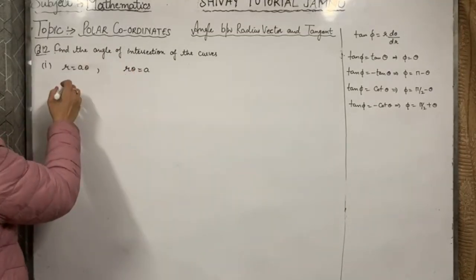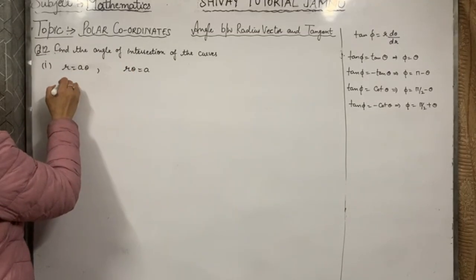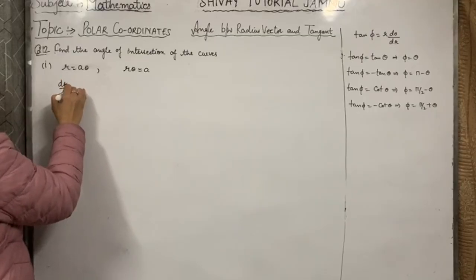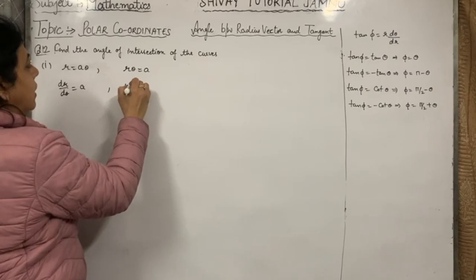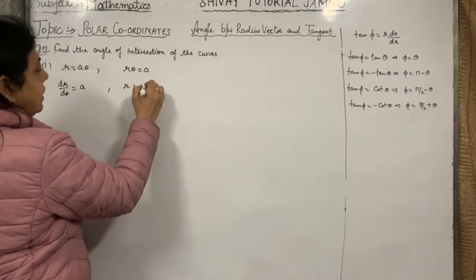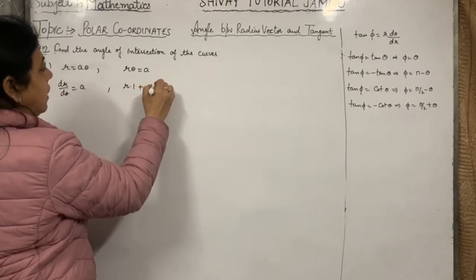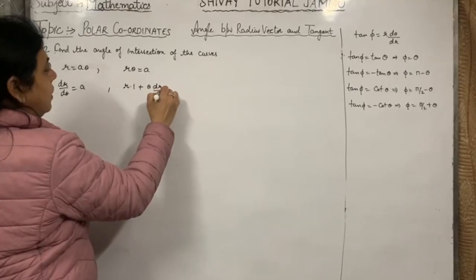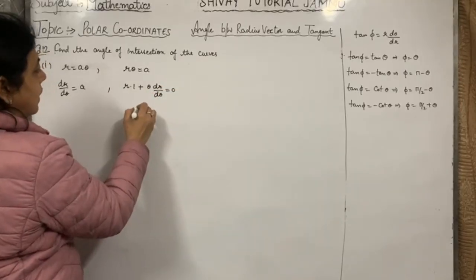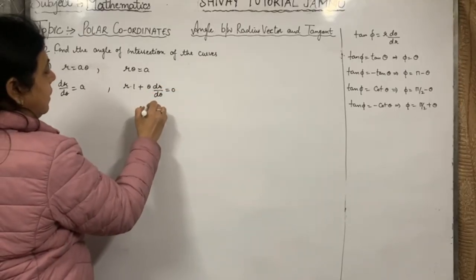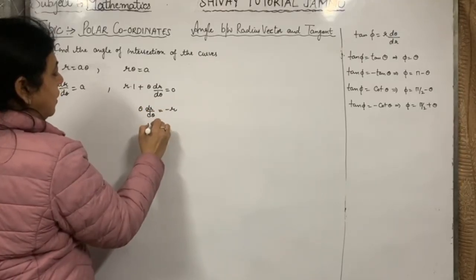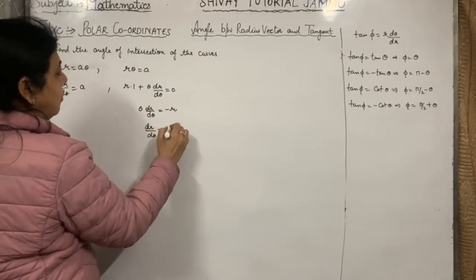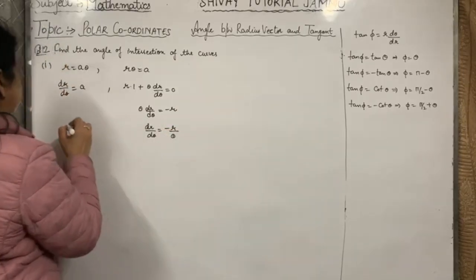Find the angle of intersection of the curves. The curves are given to us. Firstly, we will differentiate with respect to theta. It is r = a theta and r theta = a. Differentiation of theta is 1, and for the second, theta dr by d theta + r = 0, so theta dr by d theta is equal to -r. Dr by d theta is equal to -r upon theta.